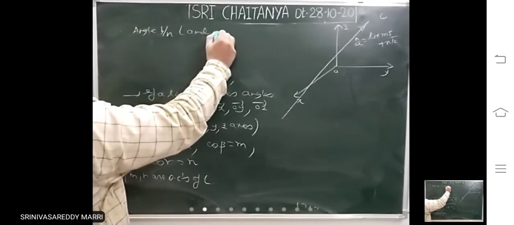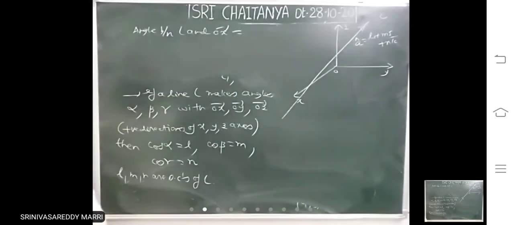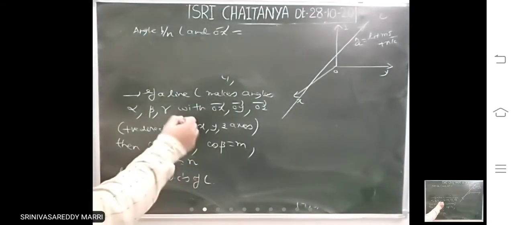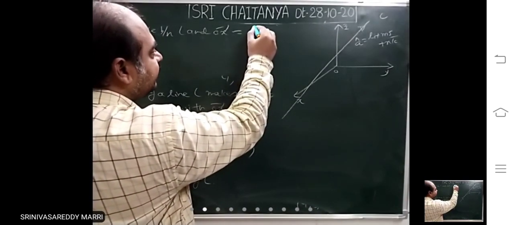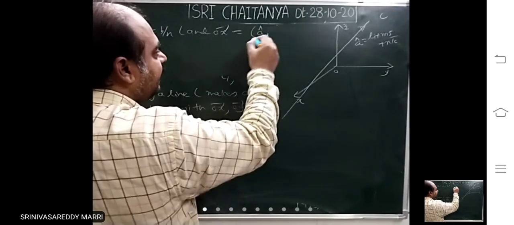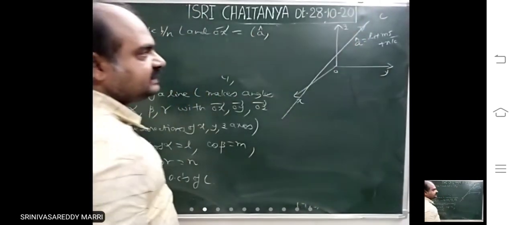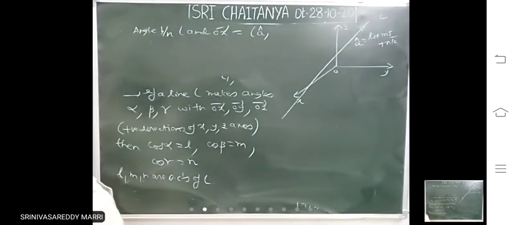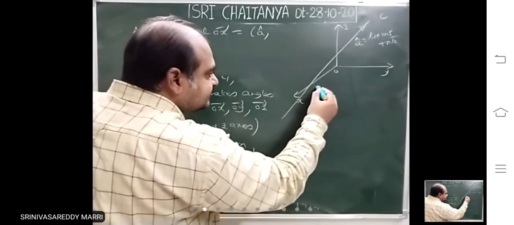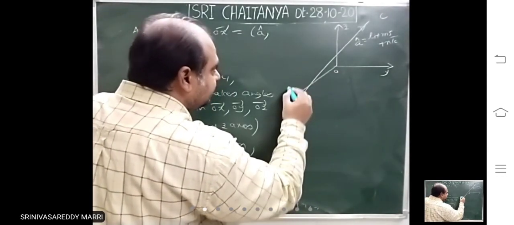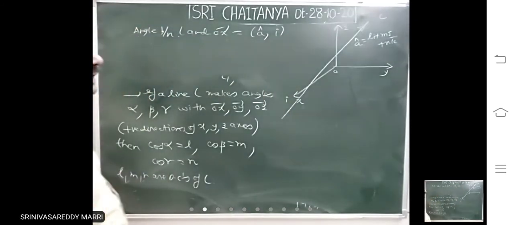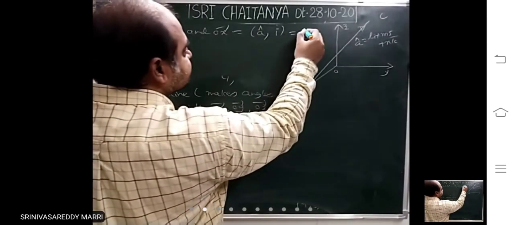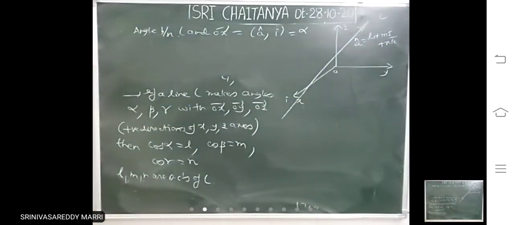So, the angle between L and OX bar is nothing but alpha, given. Angle between L and OX bar means what? Angle between vectors A cap, the unit vector along that line, and I, the unit vector along the x-axis. The angle between this line and this line is nothing but the angle between A cap and I. This is given as alpha.